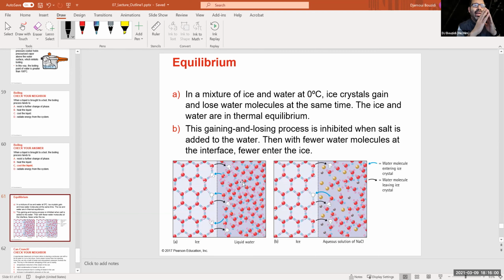Okay, if you look at an iceberg, for example, you will see it sitting on top of the ocean. Not all of it sits on top of the ocean, though. About 90% of it is still below the water. And again, that is because of this property of water.